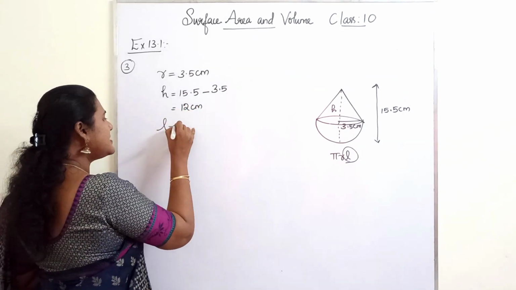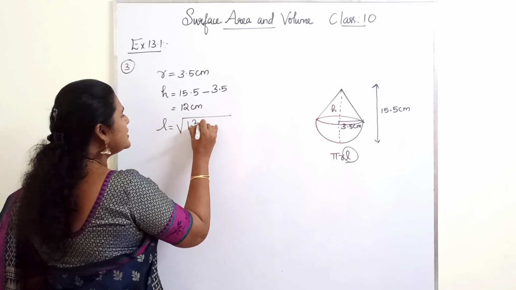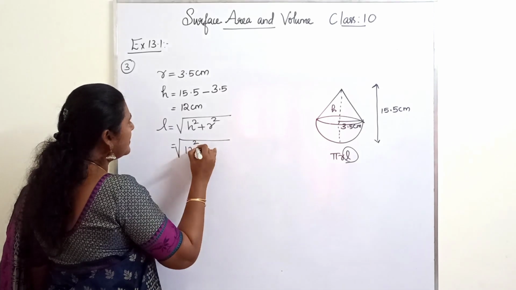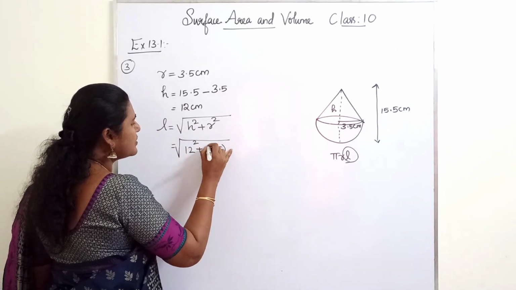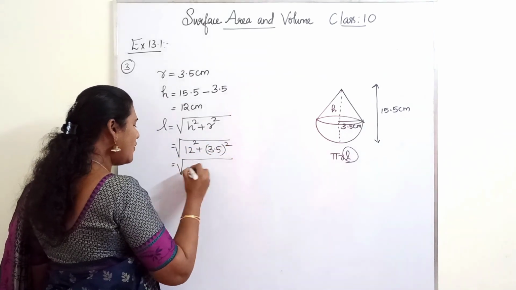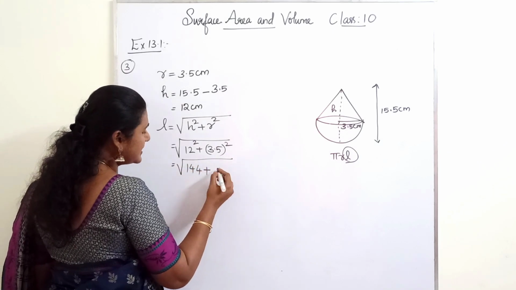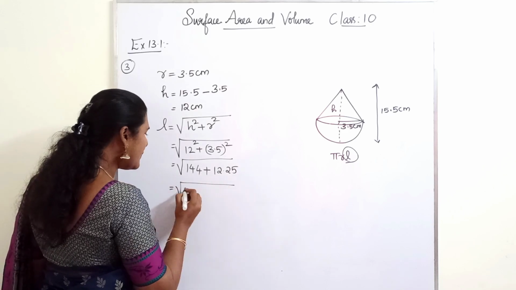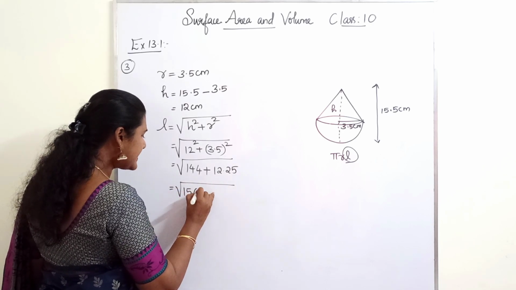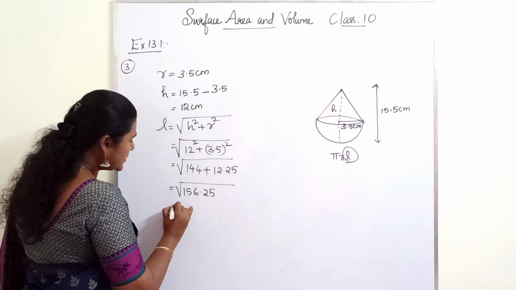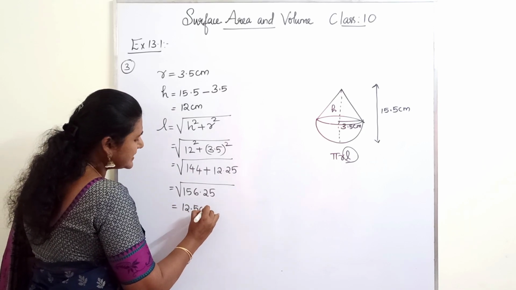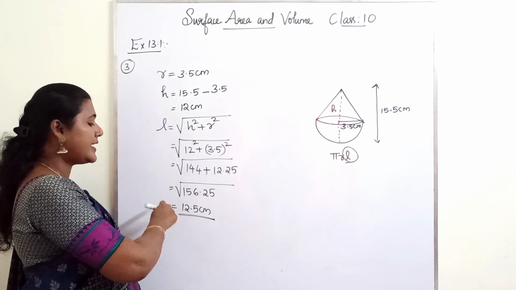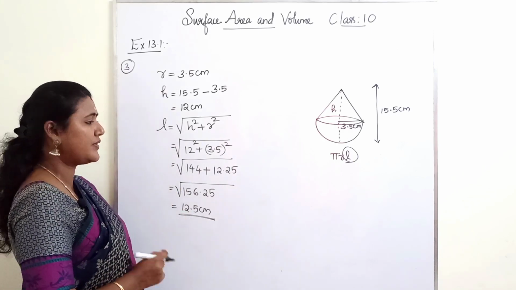Now slant height L is equal to root of h square plus r square, that is root of 12 square plus 3.5 the whole square, that is root of 144 plus 12.25, which is equal to root of 156.25, which is equal to 12.5 centimeters. So the length of the slant height of the cone we got as 12.5.